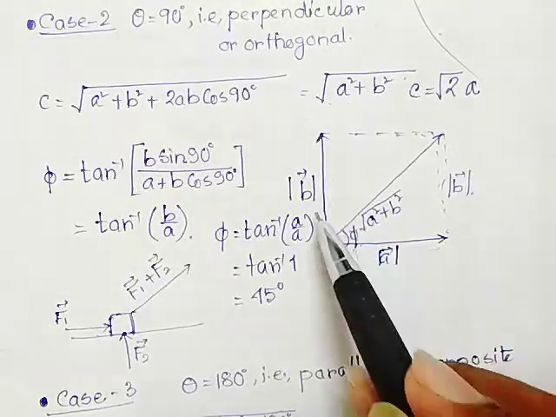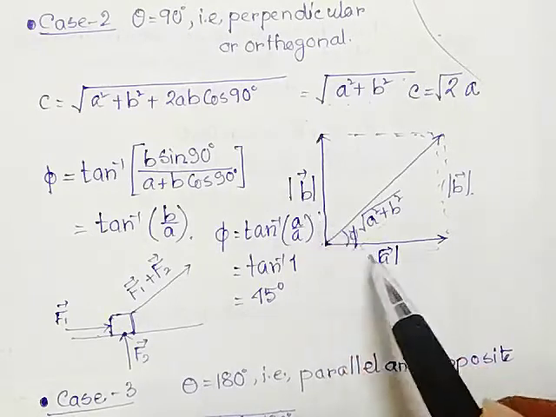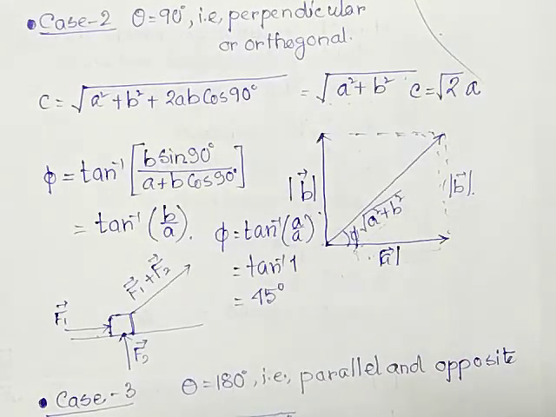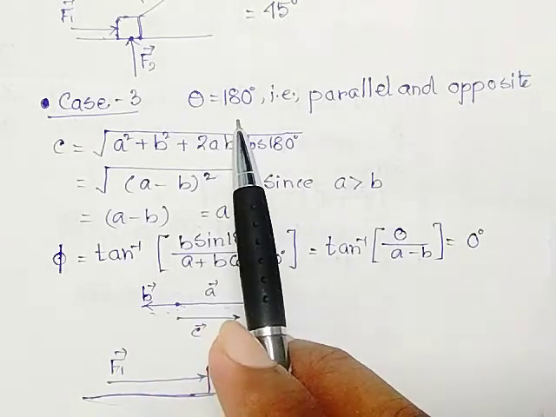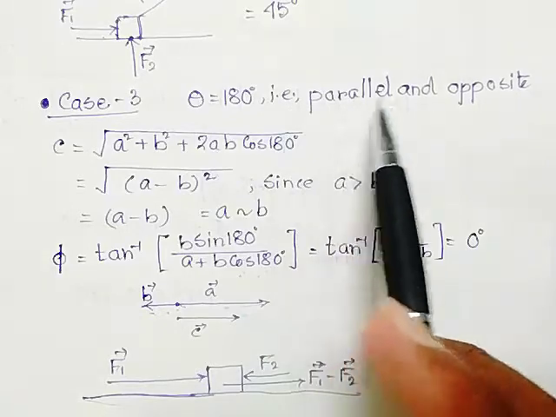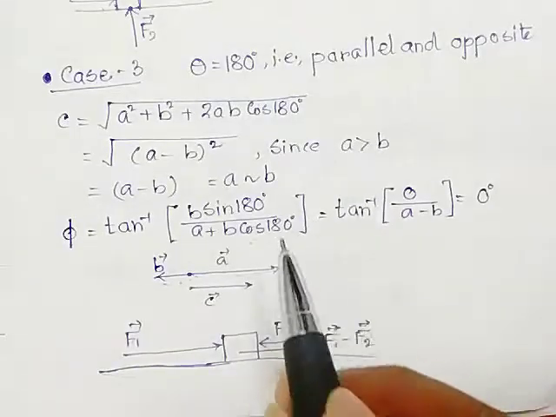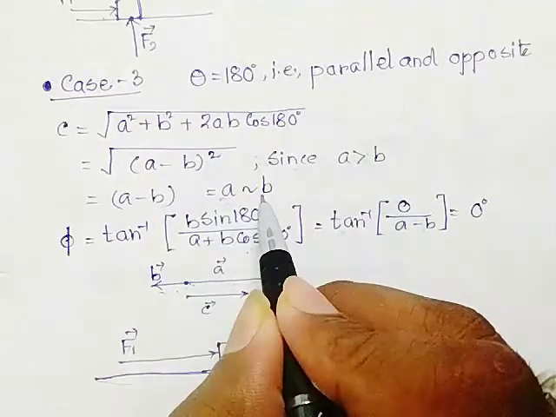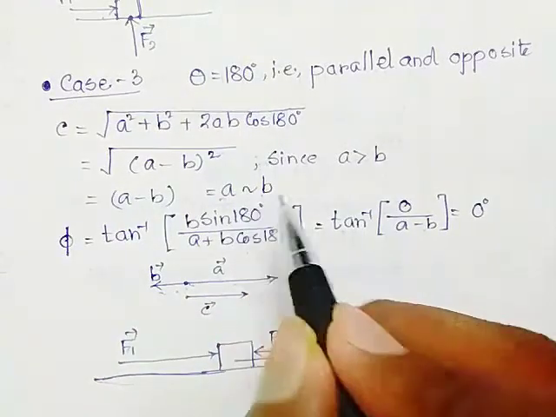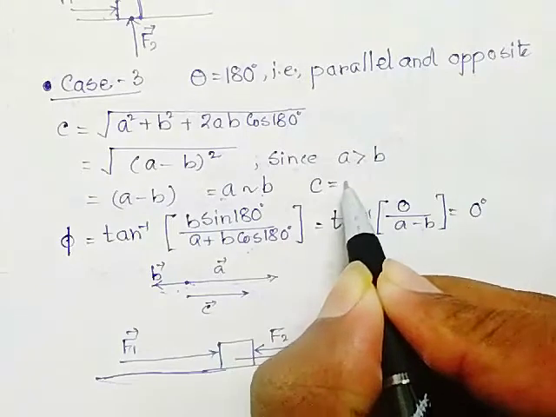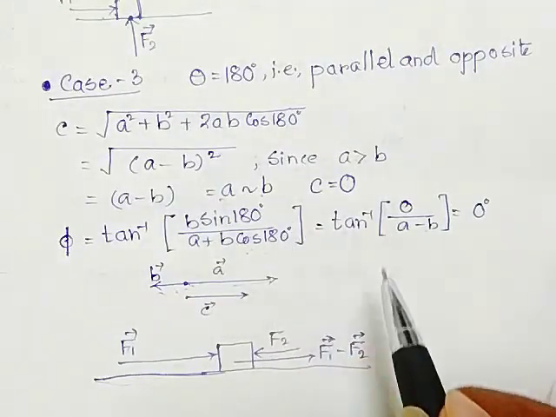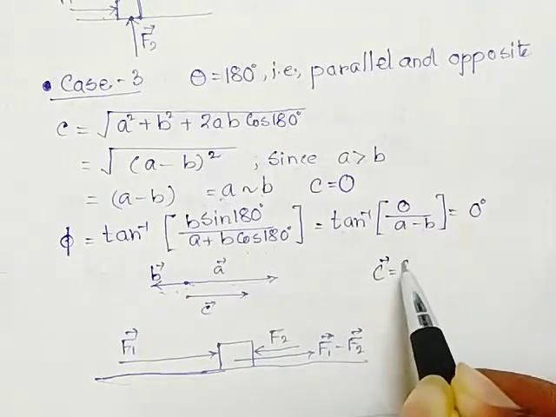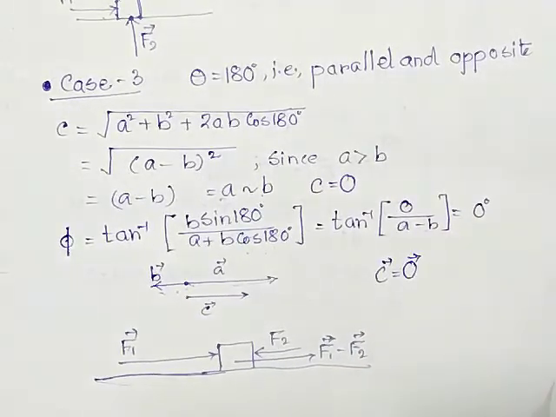Then the angle is midway between the a vector and the b vector if they are of the same magnitude. Now for the last one, theta equal to 180 degree, if they are parallel and opposite, and if a equal to b, at that time a minus b, that is the difference between the a vector and b vector, is 0. So c equal to 0 here, and the c vector equals the 0 vector, and that is the significance of the 0 vector that I have told in the previous lecture.